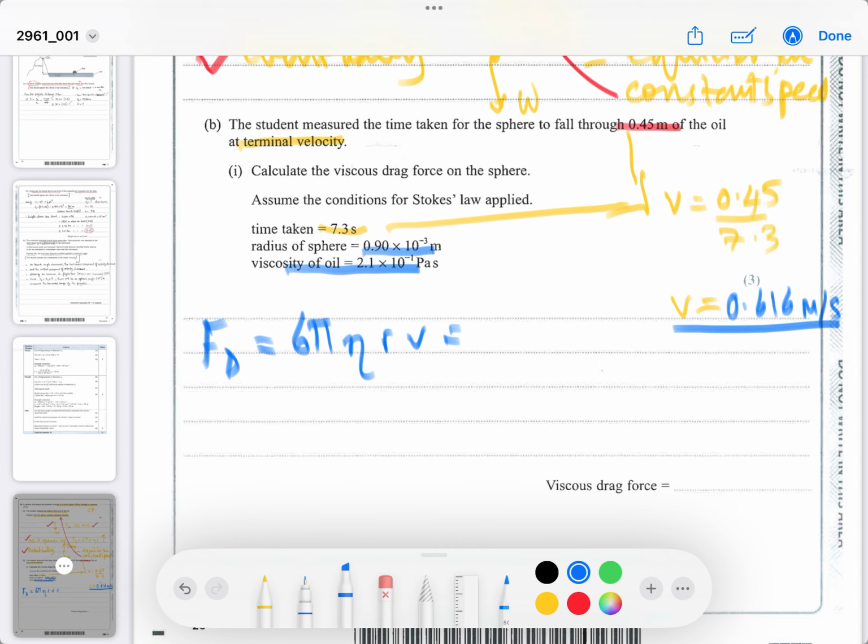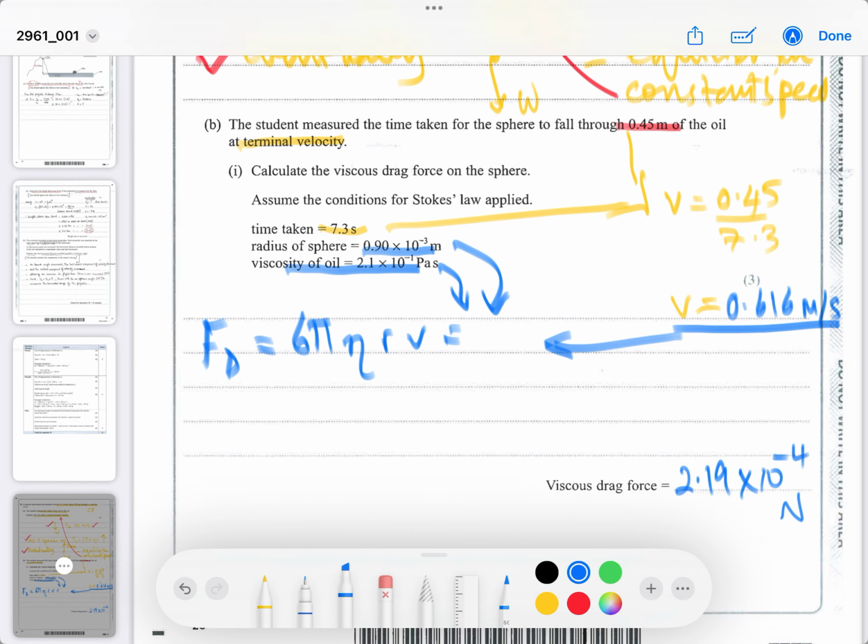If you put all the numbers in correctly, including the velocity, so velocity goes in there, this goes in there, and this goes in there, times 6 pi, I'm sure you can do that. You will get an answer of 2.19 times 10 to the minus 4 newtons.